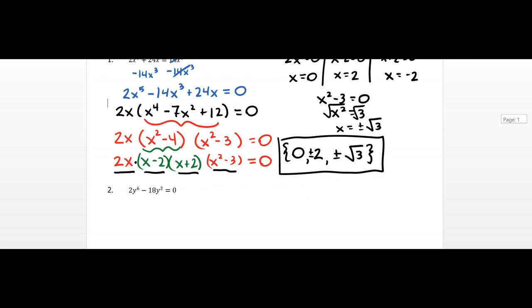Okay, number 2, same thing. We're going to set equal to 0, which this equation already is, and then we're going to use our factoring techniques. 2y to the 6th minus 18y squared. The first thing I can do is factor out a GCF of 2y squared. So I'll do that. That's going to leave me with the quantity y to the fourth minus 9, all equal to 0.